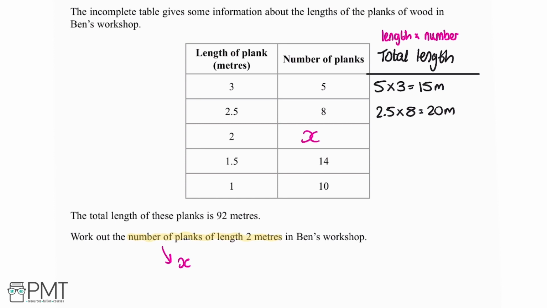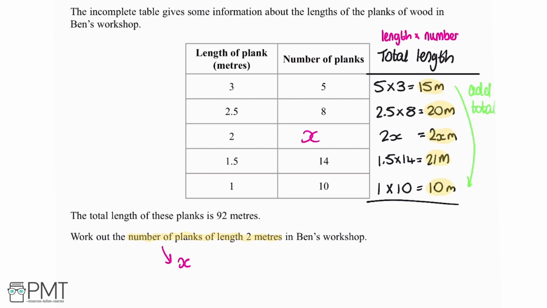Now here, we're not sure what x is, so I'm just going to write 2x as our total length. And next we've got 1.5 multiplied by 14, giving us 21 metres. And last but not least, 1 multiplied by 10, giving 10 metres. So what's the total length that we've got? Well, we're going to add up 15, 20, 2x, 21 metres and 10.